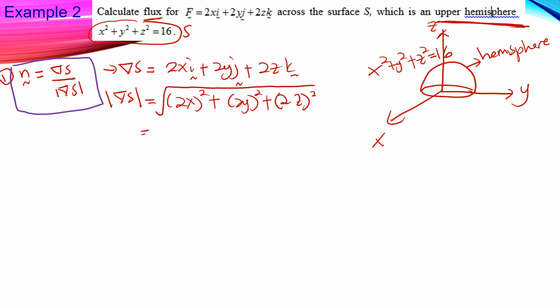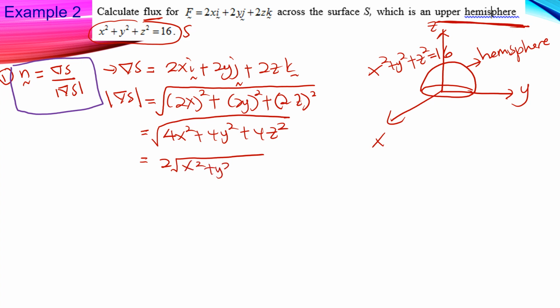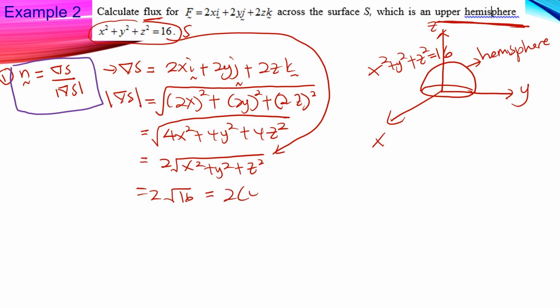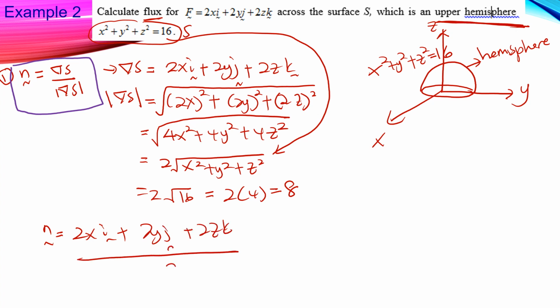Square root of this, you will get what? 4x squared plus 4y squared plus 4z squared, and this is 2 square root of x squared plus y squared plus z squared. From the equation here, it is equal to 16. So 2 square root of 16 is equal to 2 times 4, so this is 8. Therefore, n is equal to 2xi plus 2yj plus 2zk over 8, which is equal to 1 over 4, xi plus yj plus zk. Right, n.